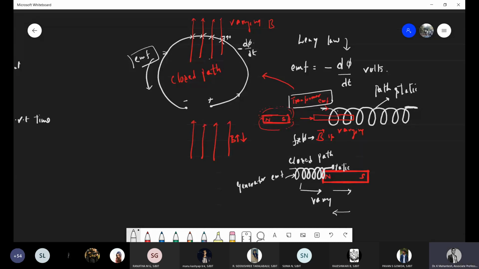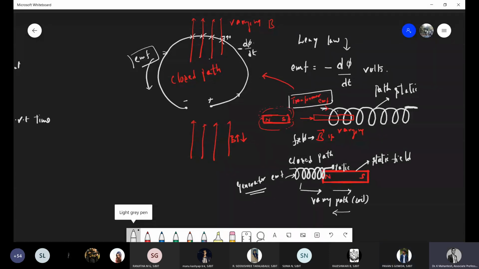Generator EMF. Due to what? Due to varying path, or varying coil, moving coil with static field. I call it as generator EMF. Is that okay? Yes, sir.